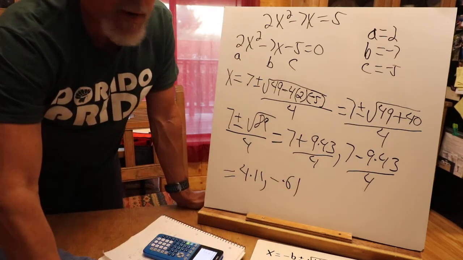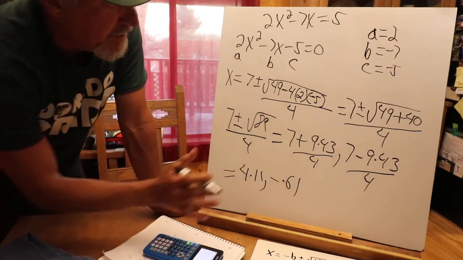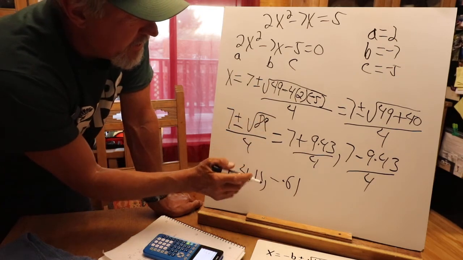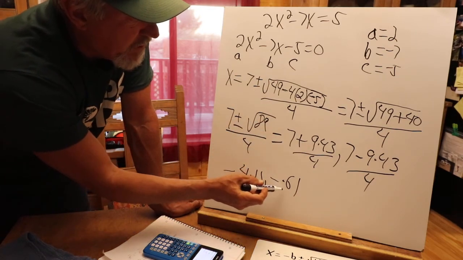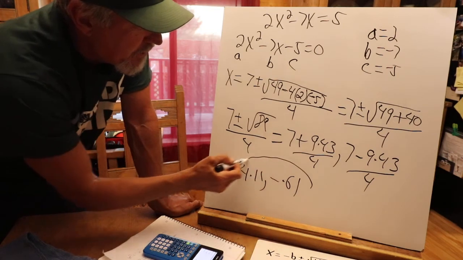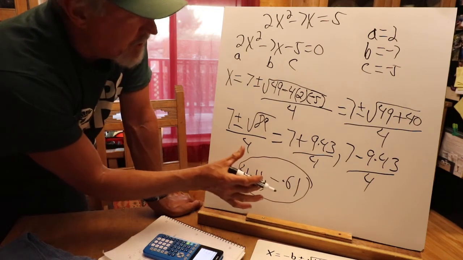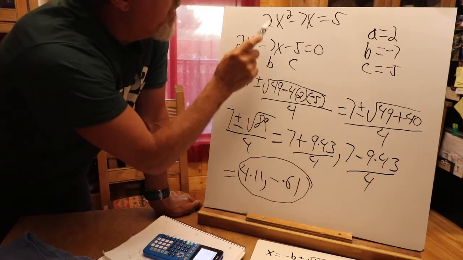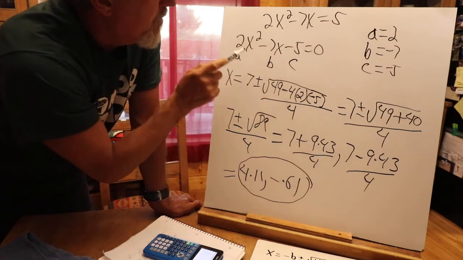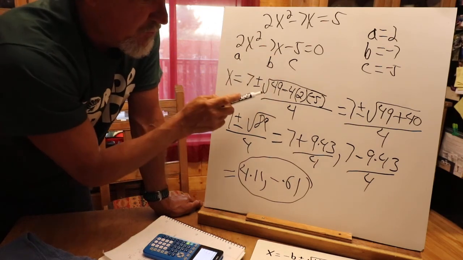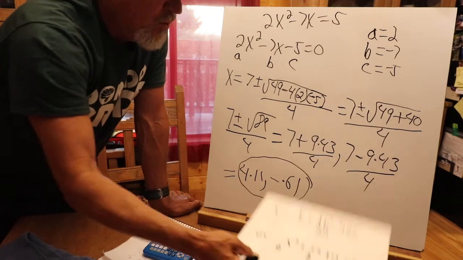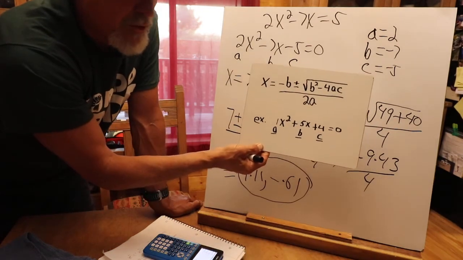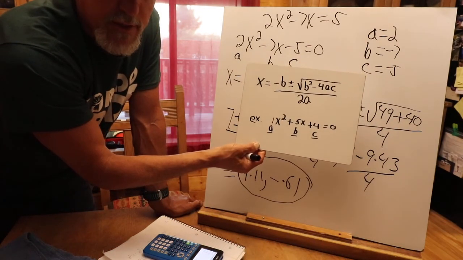Now your answers aren't pretty because there are always going to be decimals for the problems today. 4.11 and negative 0.61 would be your 2 answers that you select on the choices on ALEX. Remember to set them equal to 0, and remember you're not going to factor these. You're going to use this formula for all problems. One more look at the formula. Make sure that you write it down first before you even start the problem.